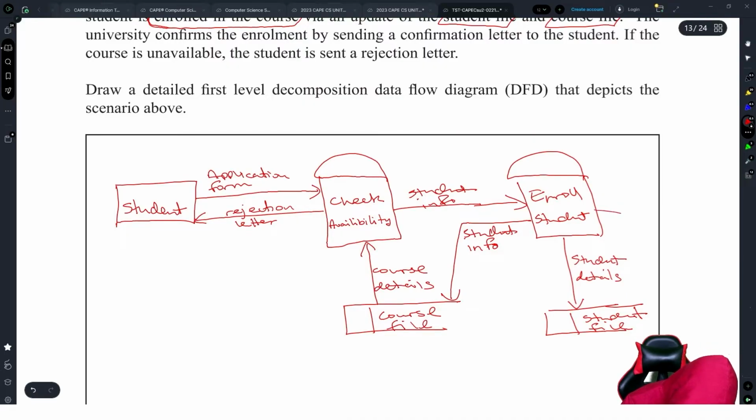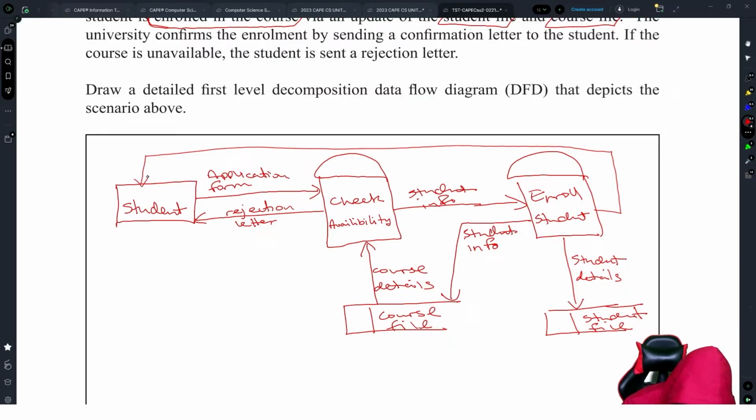If only I could draw a straight line. Yep, that's as straight as it gets. Acceptance letter, confirmation details, acceptance letter.